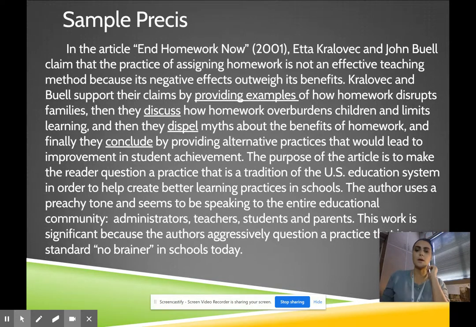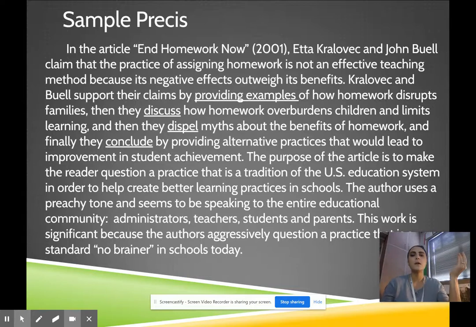The purpose of the article is to make the reader question a practice that is a tradition of the U.S. education system in order to help create better learning practices in schools. The author uses a preachy tone and seems to be speaking to the entire educational community, administrators, teachers, students, and parents. The work is significant because the authors aggressively question a practice that is a standard no-brainer in schools today.